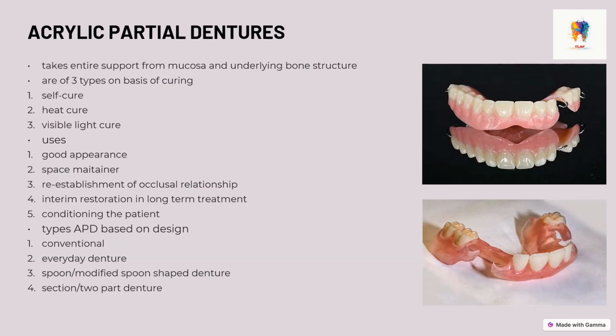Moving on, this is the slide for acrylic partial denture. We will start with materials. The types of partial dentures subdivided on the basis of materials are acrylic, cast, and flexi partial dentures. Starting with acrylic partial dentures, they are given the name because they are made of acrylic, which is a material. They take their entire support from the mucosa and underlying bone tissues.